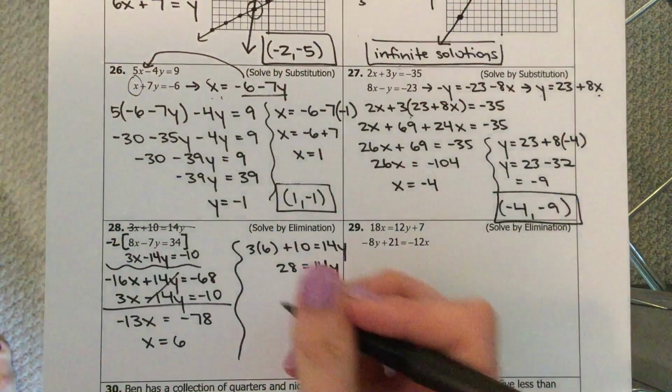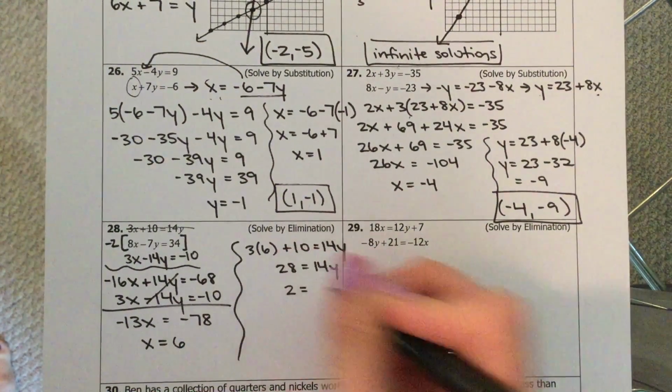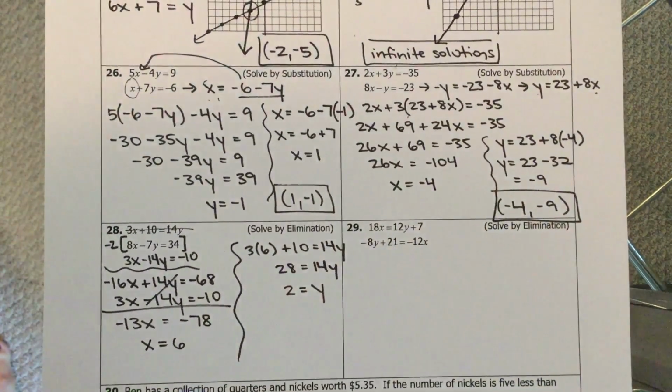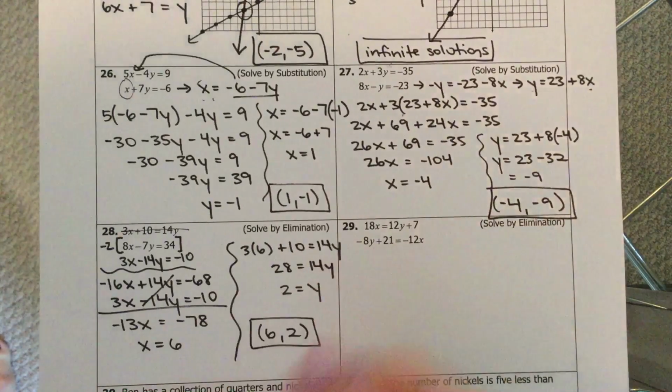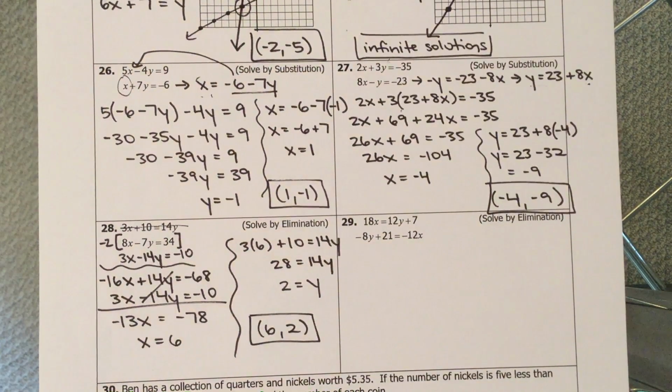So divide both sides of the equation by 14. 28 divided by 14 is 2. So I've got my 2 values that I can write in as an ordered pair for my final answer. Okay, number 29, I'm doing something very similar.